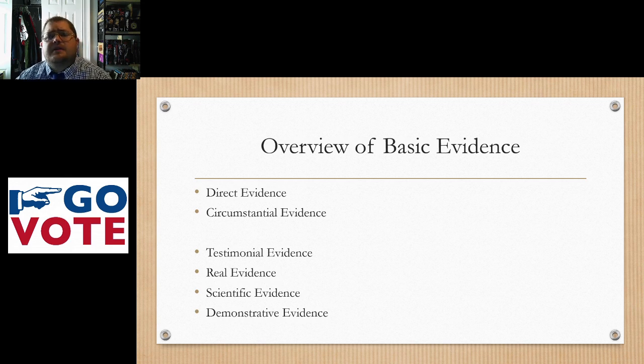Demonstrative evidence is not necessarily evidence of the crime that took place, but it could be an overview, sort of a satellite map of the area where it took place. Things that show the conditions or the environment where something took place. That's a big one too.